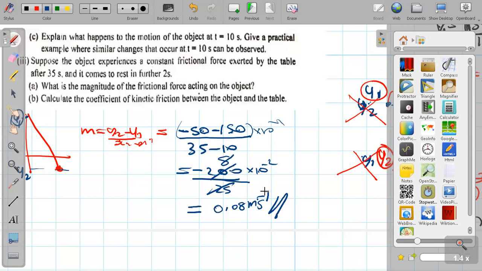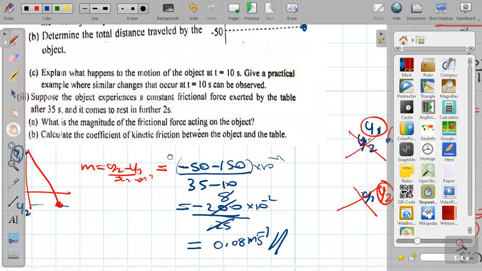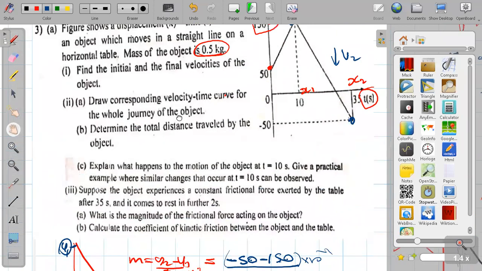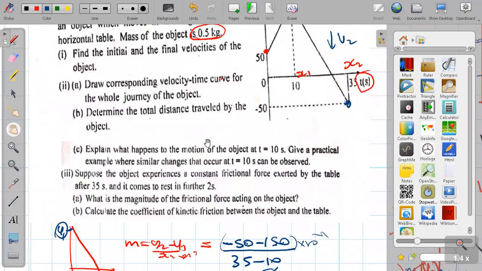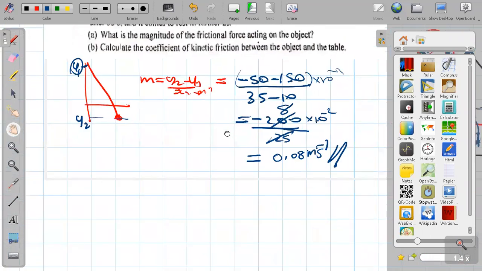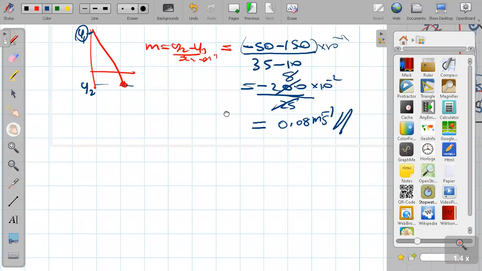Could you understand how I did it? And now it asks, draw the corresponding velocity time curve for the whole journey of the object. Velocity time curve. It's a VT graph.